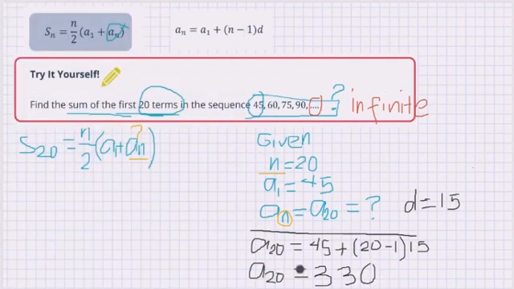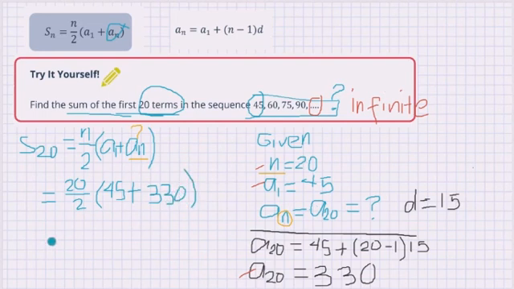Now our given values are already complete. We have the n, the first term, and the 20th term. So we may now get the sum of the first 20 terms. Let's substitute all the given variables in our formula. We have 20 as our n divided by 2, times the first term 45 plus the 20th term. The value of the 20th term is 330.